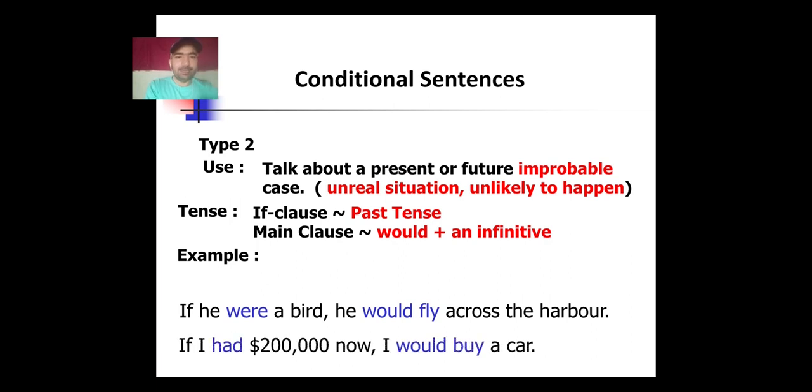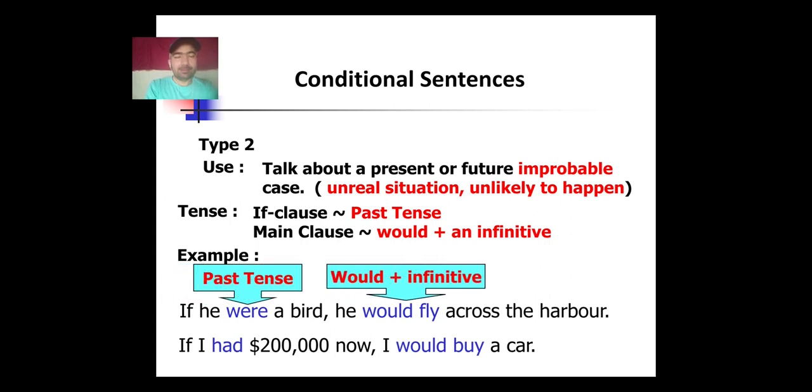In the same way, if I had $200,000 now, I would buy a car. Now here it is unlikely to happen. "If I had" means I do not have. I would buy a car. So there is a sense of improbability. There is no likelihood of such things happening. So past tense is used with the if clause and would plus infinitive in the main clause.